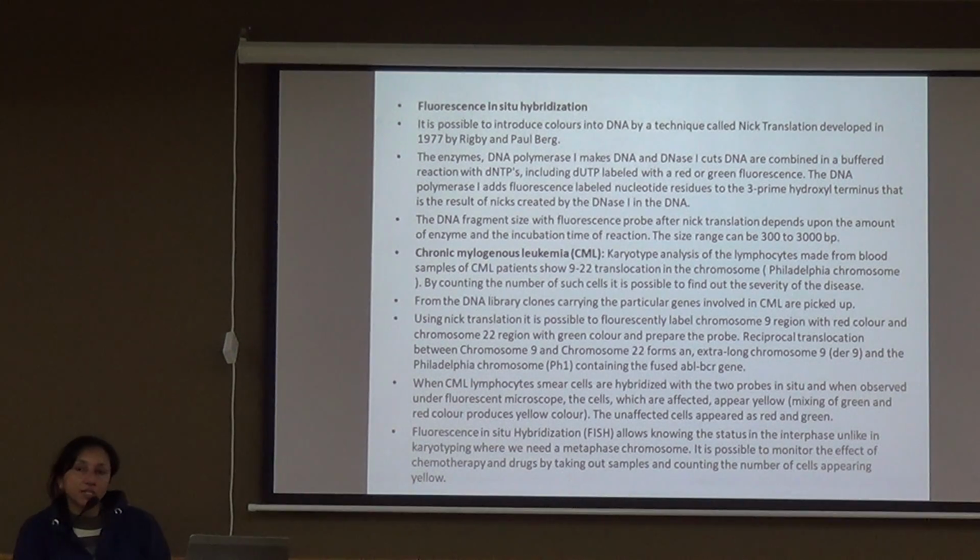Fluorescence in situ hybridization, in short, we call it FISH. It allows knowing the status in the interphase, unlike in karyotyping, where we need metaphase chromosomes. It is possible to monitor the effect of chemotherapy and the drugs by taking out samples and counting the number of cells appearing yellow.